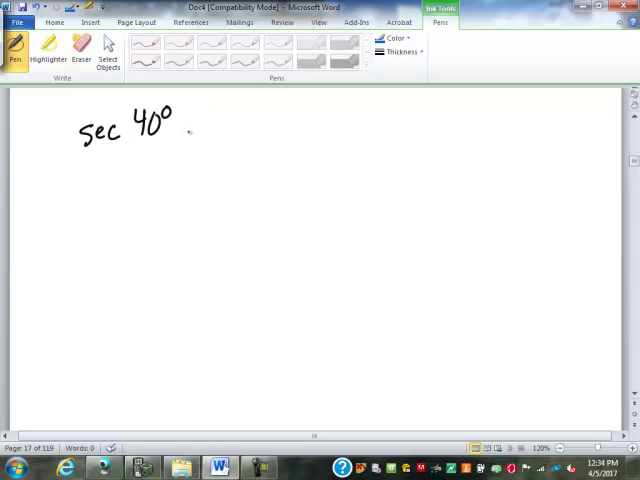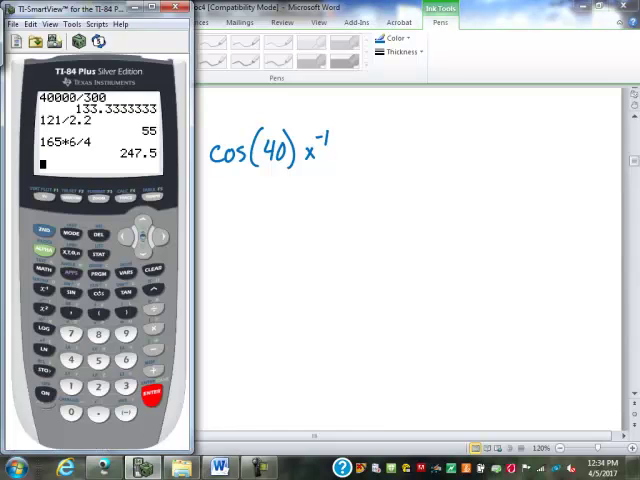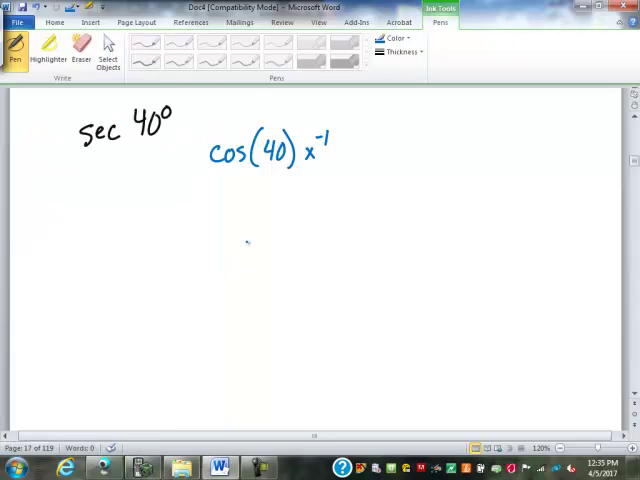Sine. Careful. Cosine. Secant goes with cosine. So cosine 40 degrees, make sure we close the parentheses and then hit that x negative 1. Secant goes with cosine, cosecant goes with sine. So that gives us 1.305.